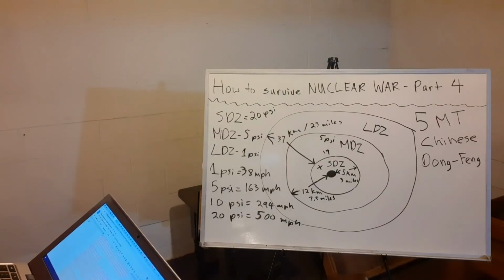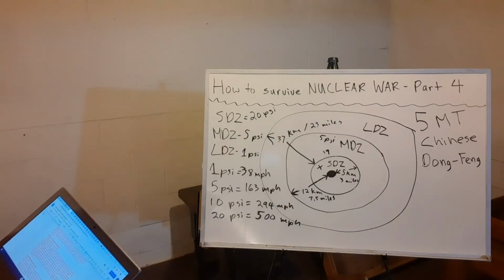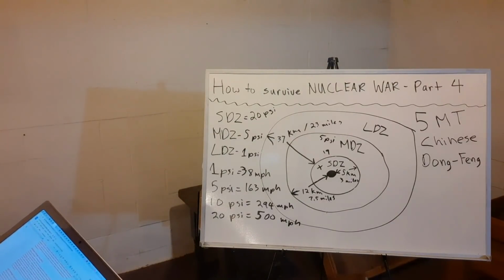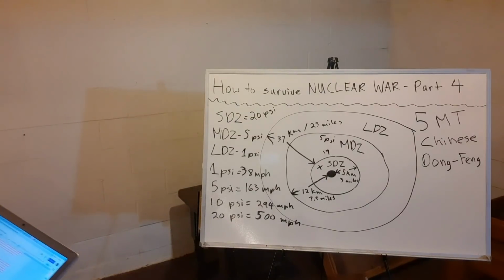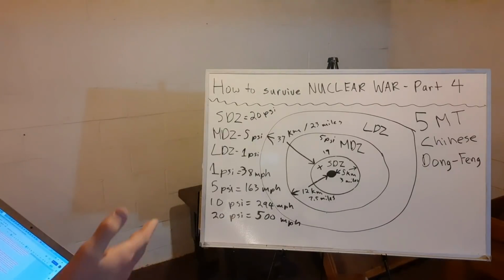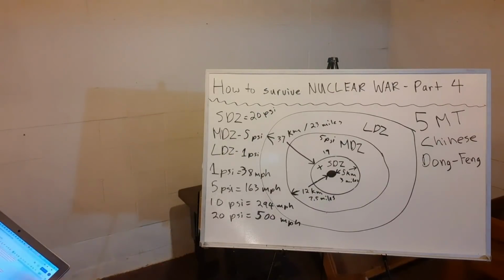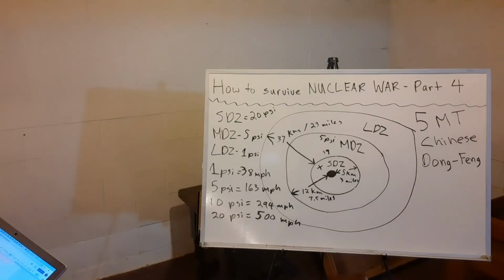Now, the moderate damage zone, you're going to have substantial building damage, but it's not going to be as bad as the severe damage zone. So you're still going to have your regular residential structures are going to be blown over, because remember, you're going to have 5 psi up to 20 psi winds. So that's between 163 mile per hour to 500 mile per hour wind when that blast wave comes through. So you're going to have a lot of damage, but it's not going to be as catastrophic as the severe damage zone.